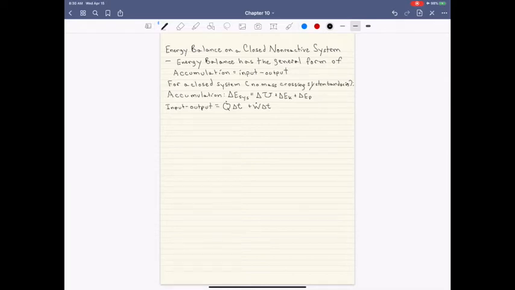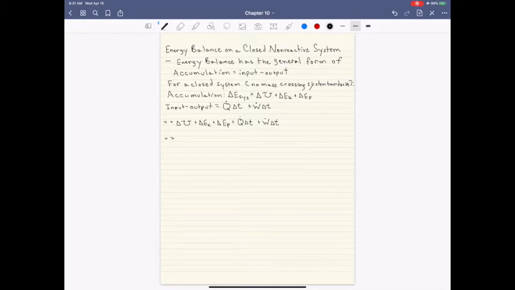So now that we define what our accumulation and our input and output terms are, let's put all those things together. So that way, on the left hand side, we have all the changes in the energy. And on the right hand side, we have our input and output terms. So heat rate multiplied by some period of time, and the work rate multiplied by some period of time. I'm then going to divide both sides by delta T.